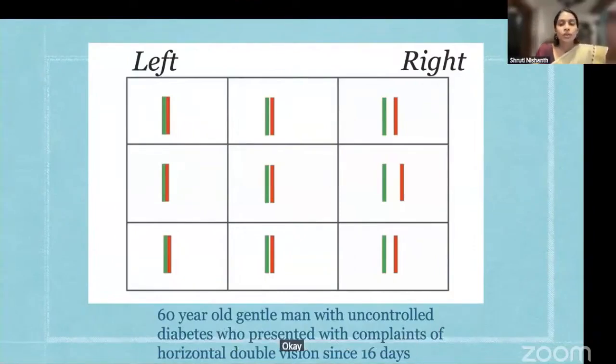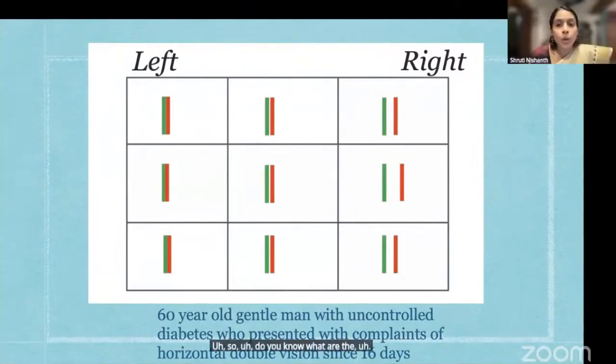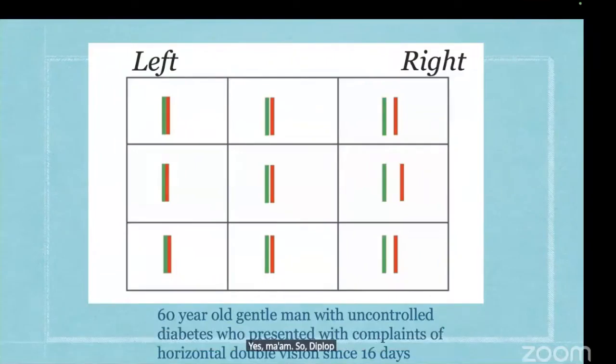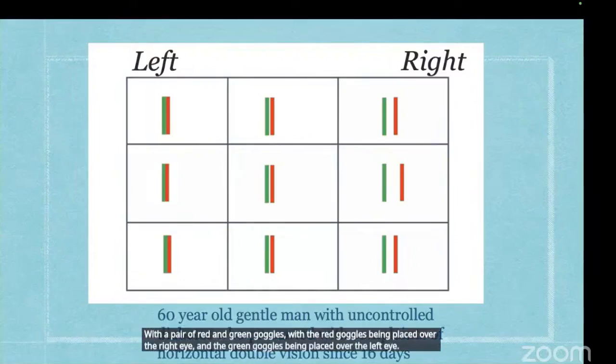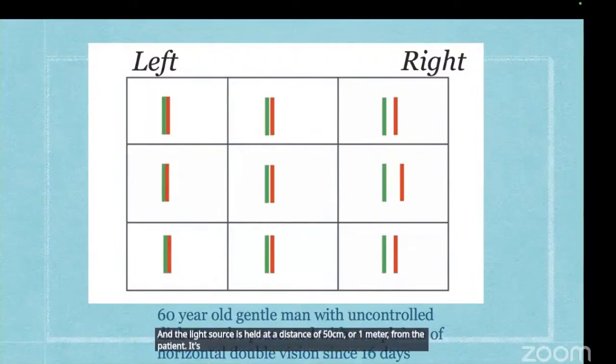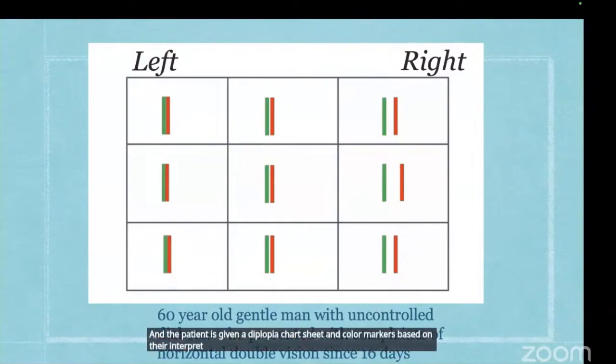Okay. So here you say that it is a right abducens nerve palsy. Yes, ma'am. Do you know how to perform a diplopia chart? Yes, ma'am. The diplopia chart is performed using a linear light source with a pair of red and green goggles, with the red goggles placed over the right eye and the green goggles over the left eye. The light source is held at a distance of 50 centimeters or 1 meter from the patient. It's preferably performed in a dark room, and the patient is given a diplopia chart sheet and color markers based on their interpretation of the light that they perceive.